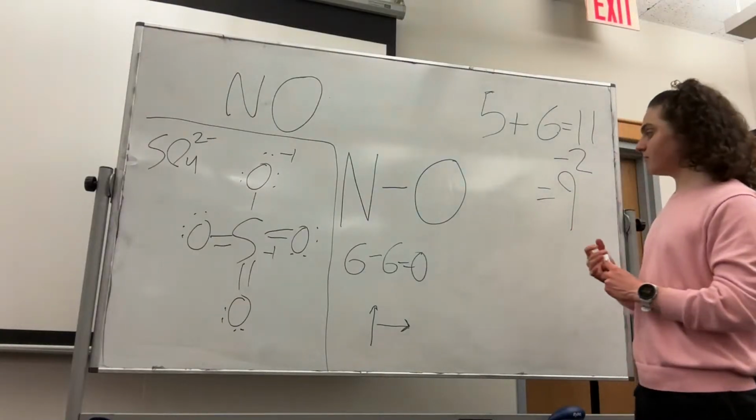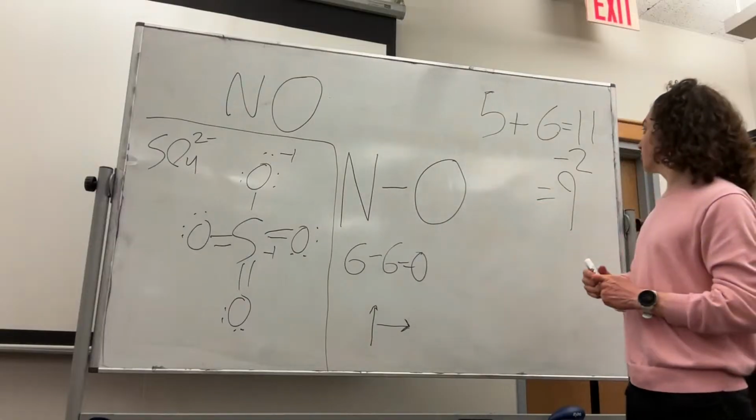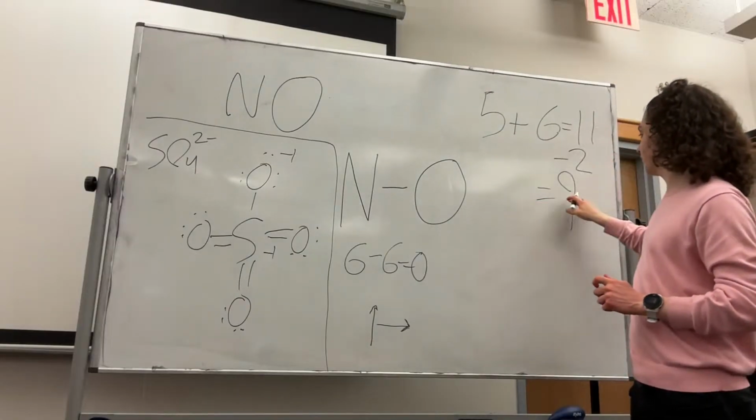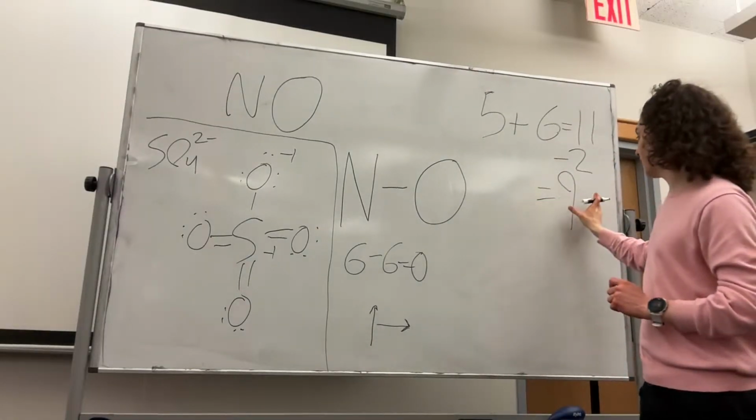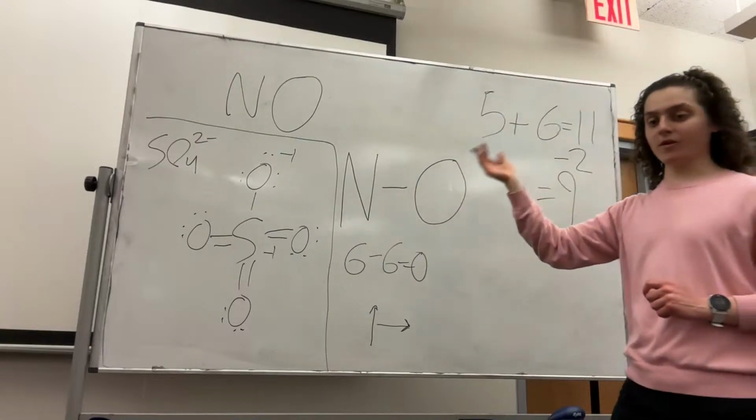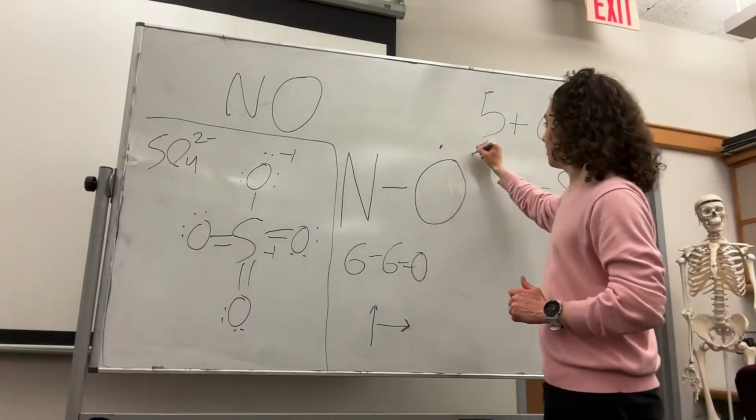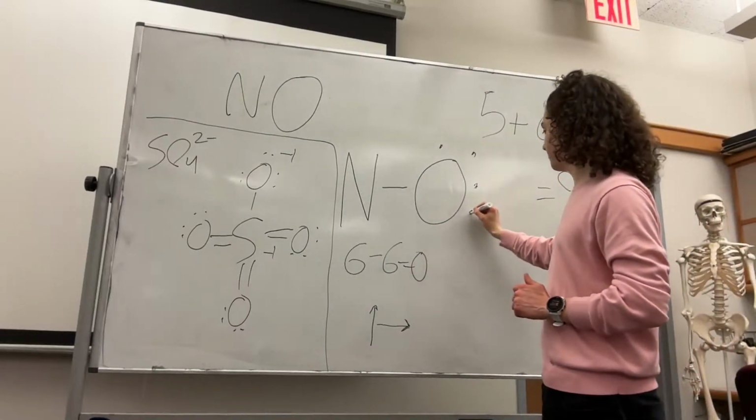Okay. How about NO? So overall, there's 11 electrons. Minus 2 for the bond is 9. Now let's just dump the rest of the electrons on and see what happens.